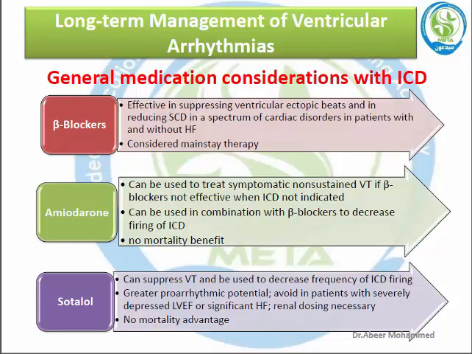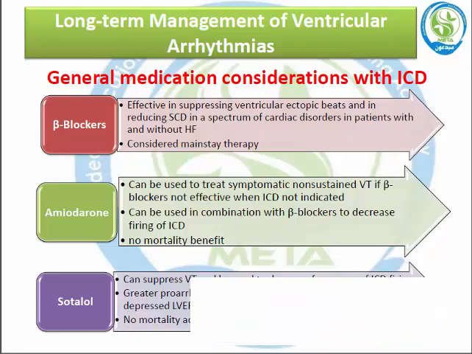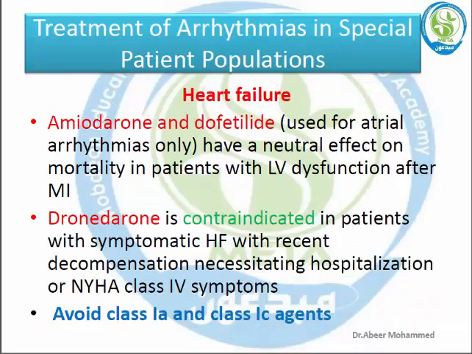Sotalol, as we said, causes QT prolongation but can suppress VT and be used to decrease the frequency of ICD firing like amiodarone. But sotalol is contraindicated in patients with heart failure with reduced ejection fraction, and sotalol also has no mortality benefit, like if the patient has an arrhythmia and heart failure. Amiodarone and dofetilide are just the two antiarrhythmics, plus of course beta blockers. So we can use amiodarone or dofetilide.